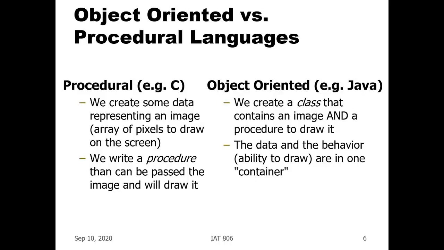And this has a big payoff in terms of reducing the overall complexity of programs that are built using object-oriented techniques. It also reduces the kinds of errors that may crop up if, for example, in a large C program, some other piece of code that you don't know about is accessing an image and updating it and changing it in ways that weren't anticipated.